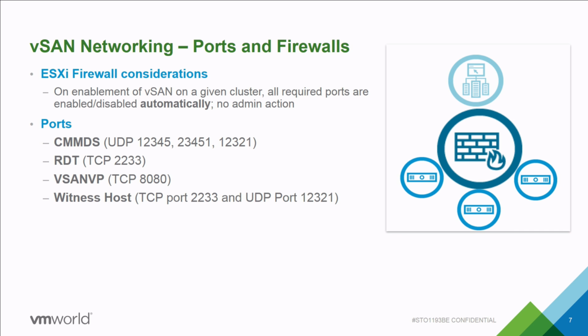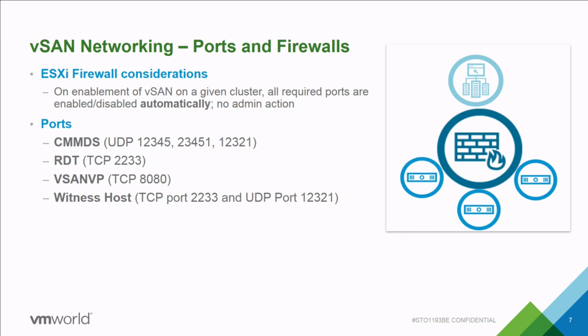So as I said, every host in the cluster will have a vSAN VP, and they work off of TCP port 8080. And then for those of you who are using 2-node ROBO and stretch clusters, there is of course the witness appliance associated with those topologies. The witness host or a witness appliance has some ports as well.